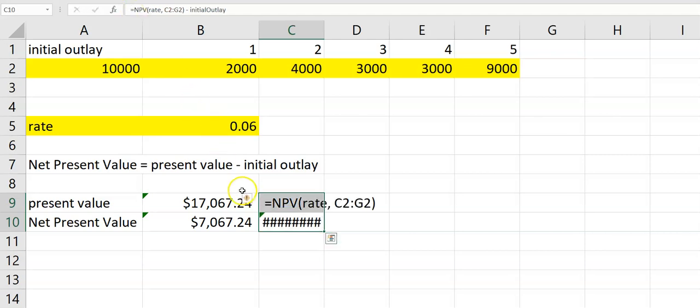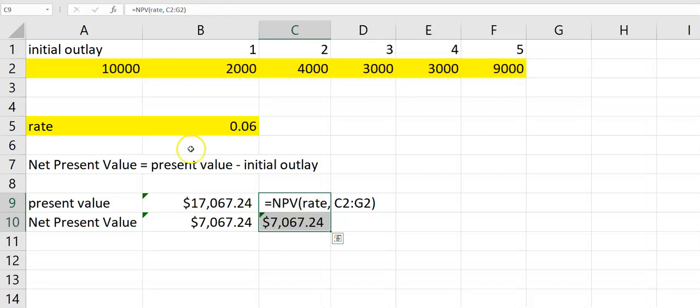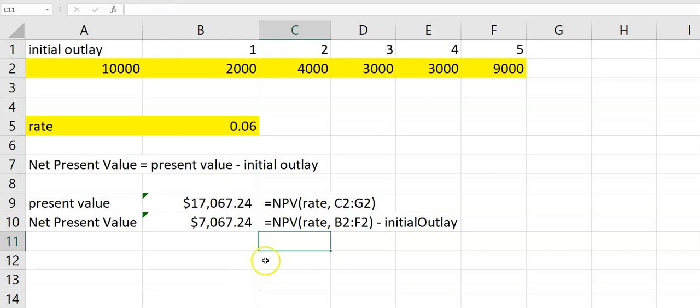Space, enter. Those aren't C and G, that's a B. I'll change that so it's easy to see. B and F. And in this one, it'll be, wait. Oops, this one I want B and F.